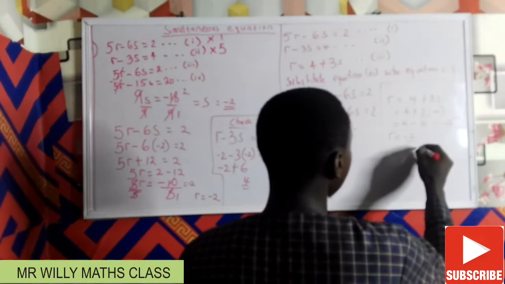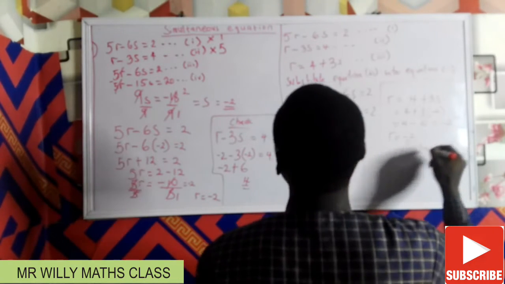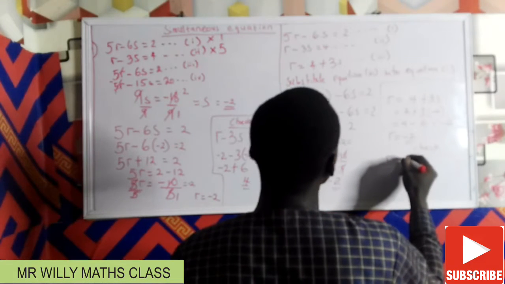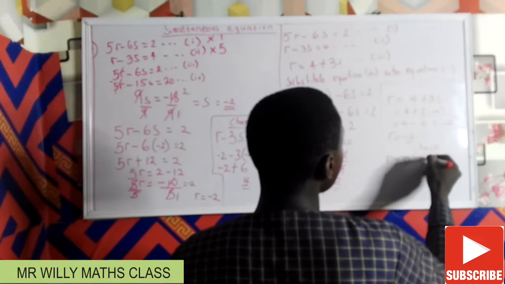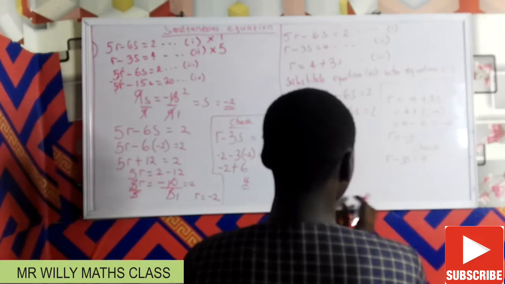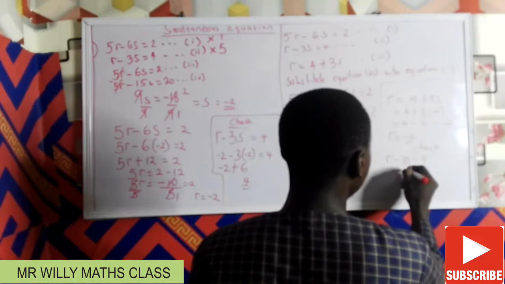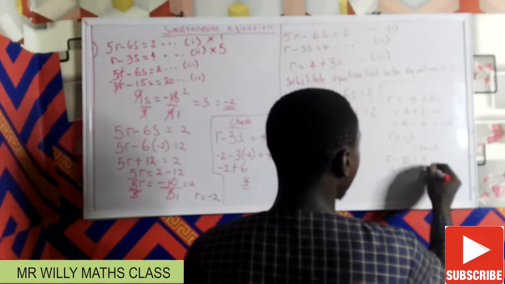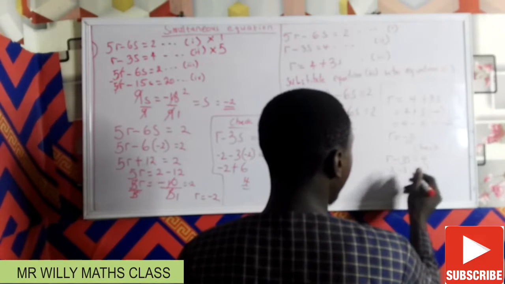Let's check to confirm whether we are right or wrong. Let's make use of the second equation, which says r minus 3x equals to 4. Do you get that? Now r is what? Minus 2 minus 3. And now what's x? X is also minus 2. Now if you look at this, minus 2, minus times minus, that's plus.